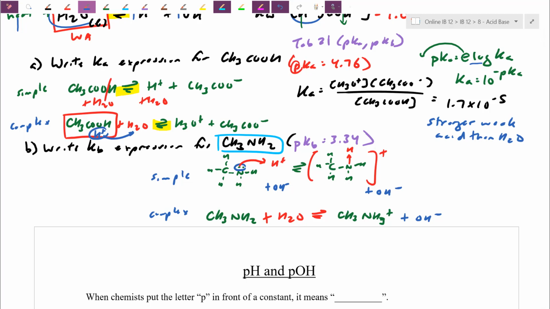Again, when we do our ICE tables in tomorrow's lesson, we will always want the complex equation, because when you're thinking of this one as a base, it's easier to track if I actually have a column for hydroxide versus just indirectly, oh yeah, if I lose H+, it's sort of like becoming more basic. So there's my complex equation here.